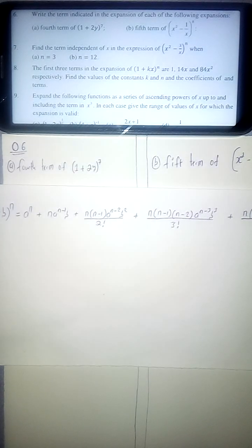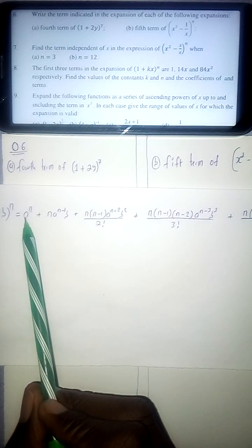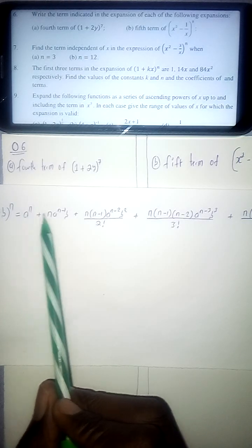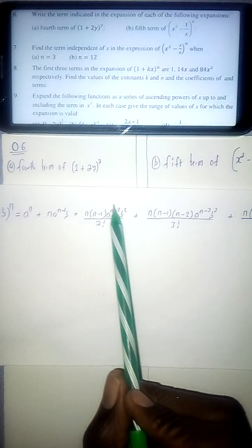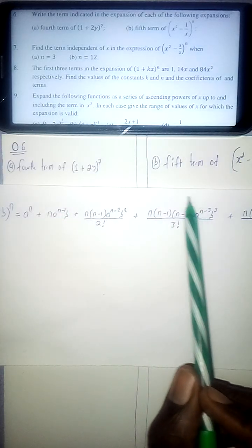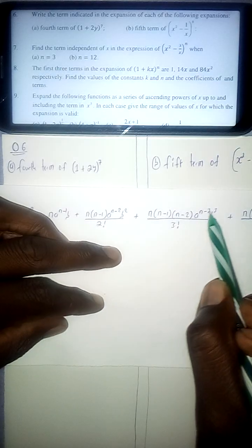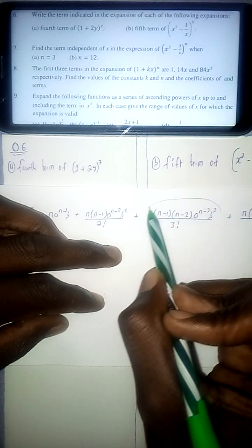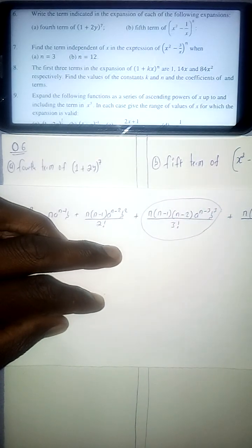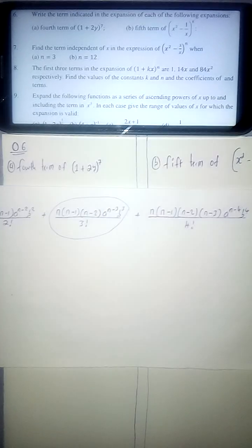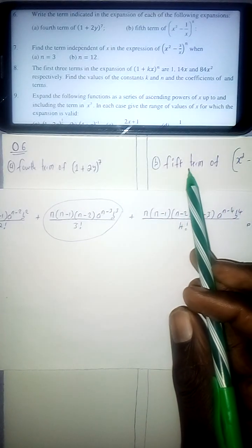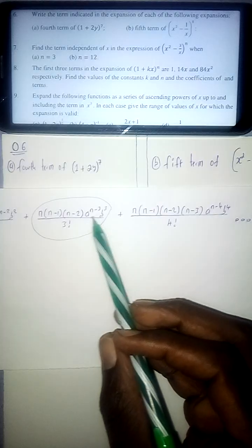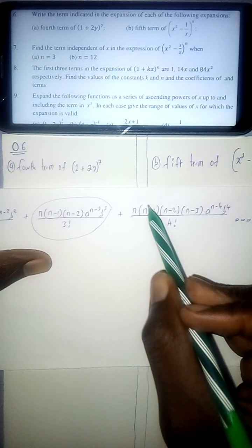How? Well, here they want us to find the fourth term. So our interest is on the fourth term. Well, this is our first term. This is our second term. This is our third term. This is our fourth term. So we are interested in this part. Here they want us to find the fifth term. So since this is the fourth, this is the fifth part.